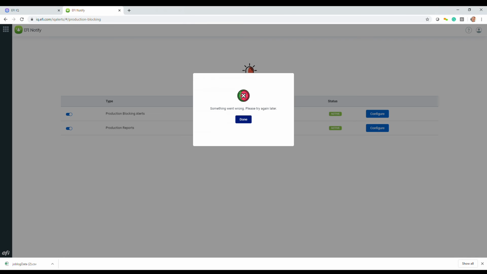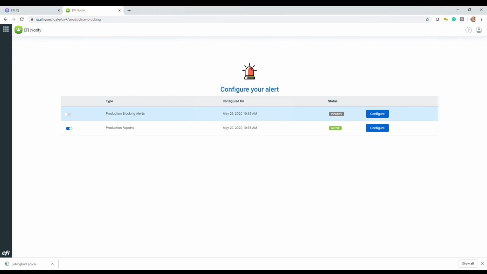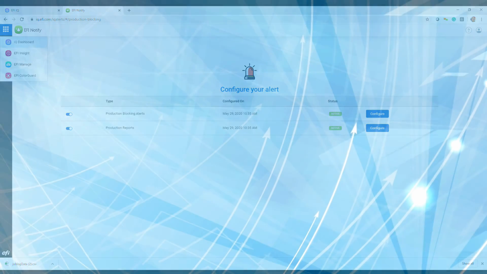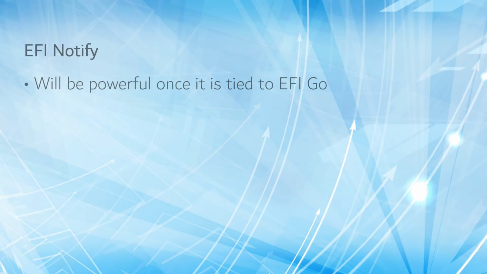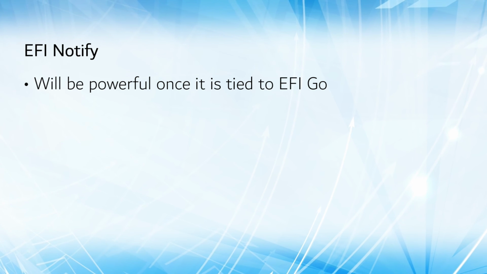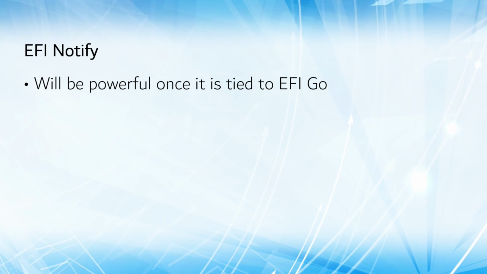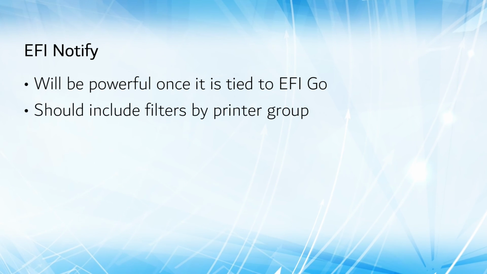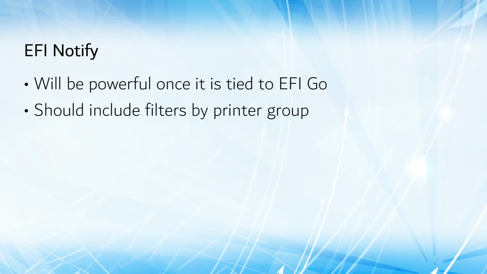Now, EFI has a mobile app called EFI Go, which links into Notify for display graphics devices, and that is impressive. Check out the last half of the display graphics dashboard video to see EFI Go. Notify will bring powerful functionality to the Cutsheet world once it is tied into EFI Go, assuming EFI elects to do so. However, I would suggest that EFI's developers also incorporate a filtering mechanism by printer group when they do.